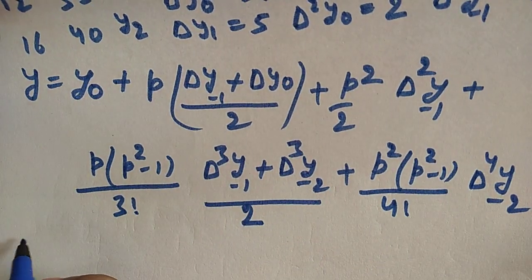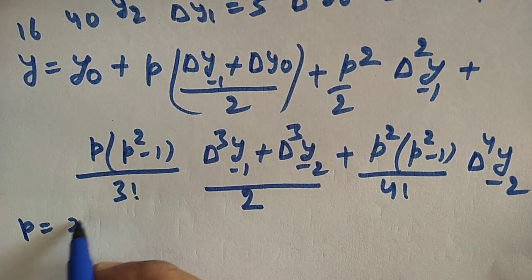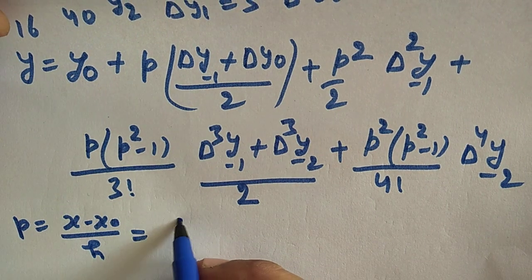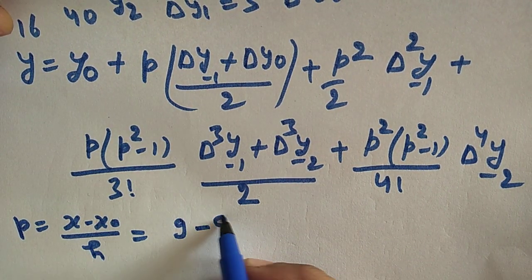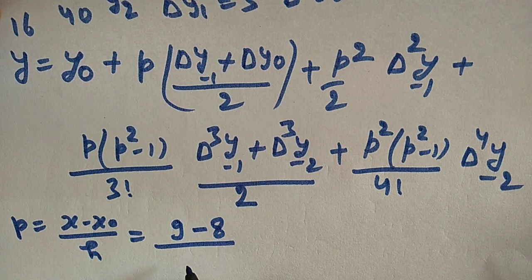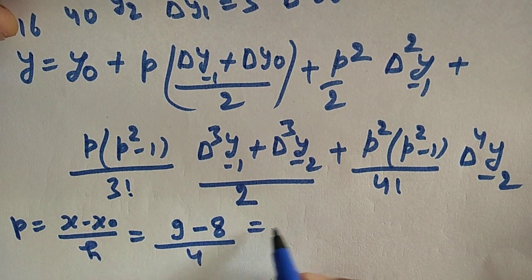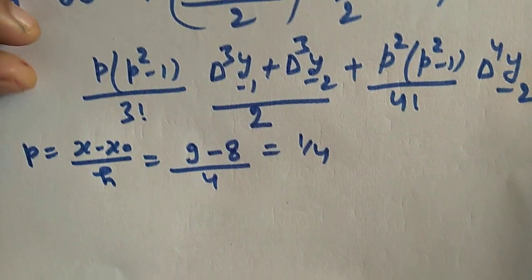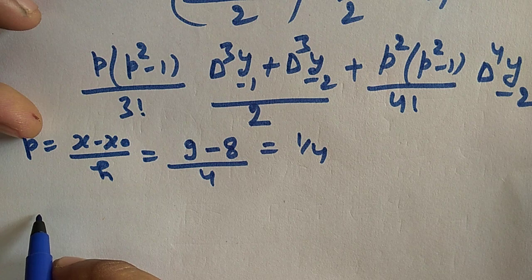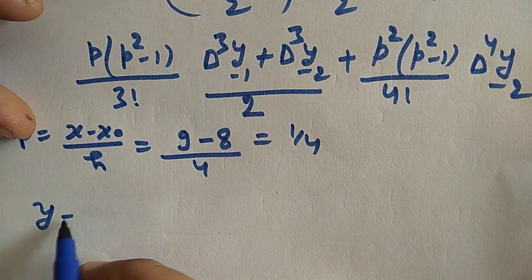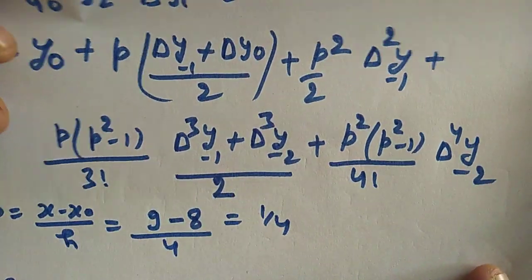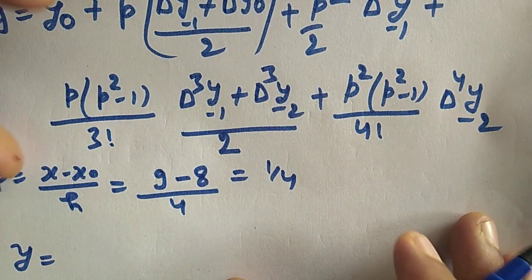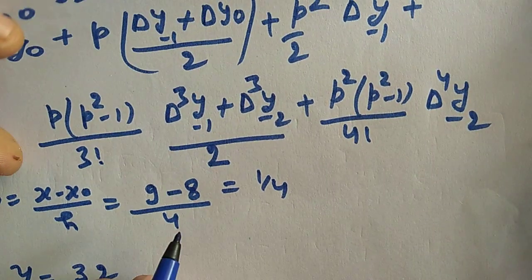So p equal to (x minus x0) by h. So x is the required point 9, x0 is 8, so (9 minus 8) by h, where h is 4, so 1 by 4. So p equal to 1 by 4. So now let me write all these values. So y equal to y0, and y0 is 32.